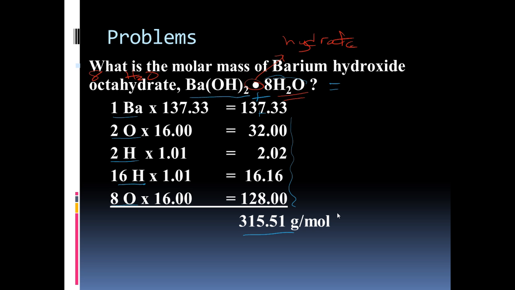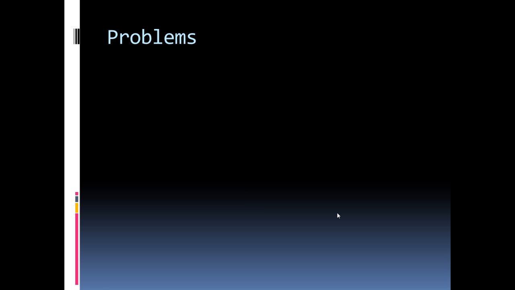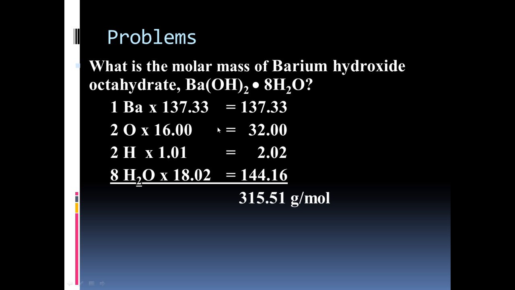Now, that's not the only way you can solve it. Another way you can solve it is like this. You can, again, do the barium and the hydroxide right there, the barium, the oxygen, and the hydrogen, and then you can add up 8 waters. So here I have 8 waters. 1 water is 18.02, and I multiply it by 8, and I get the same number of 315.51 grams per mole.